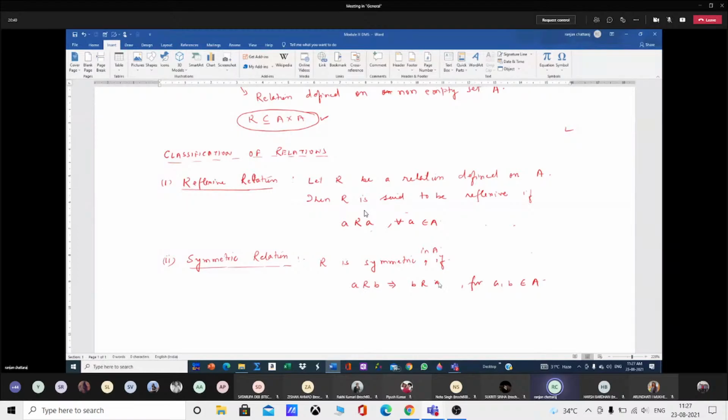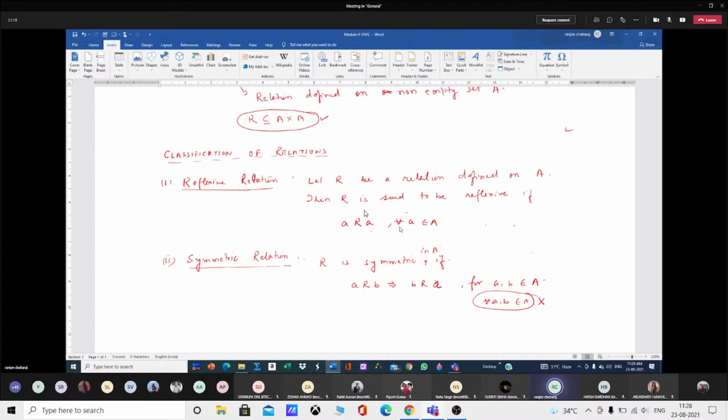And in many books, in fact in the book of Kenneth Rosen also, it is written "for all a, b must". It is written, but it is not true. For all R related to B, it may happen, but not for all a, b. Here, for all A must be R related to A, then we say that it is reflexive.